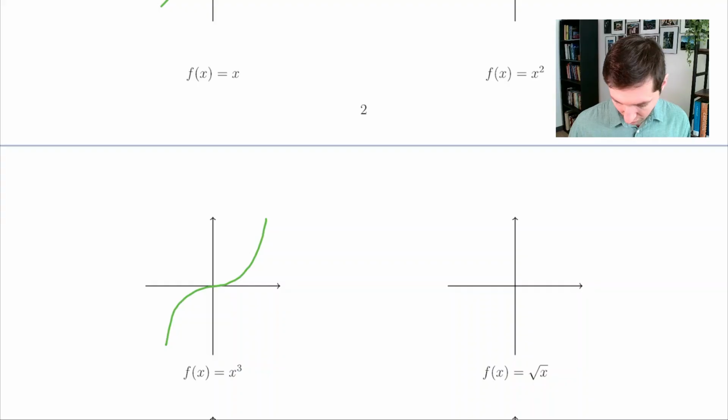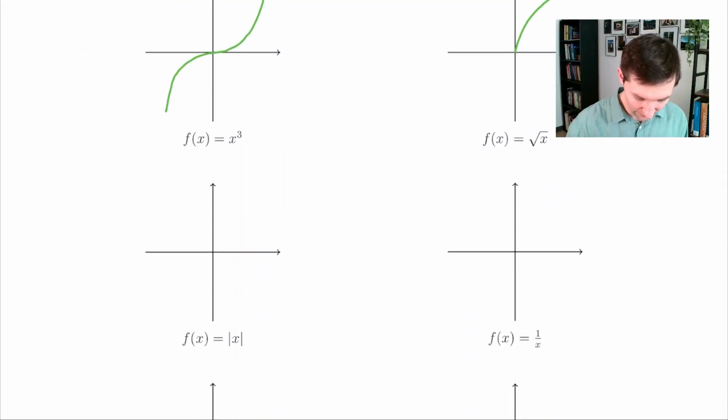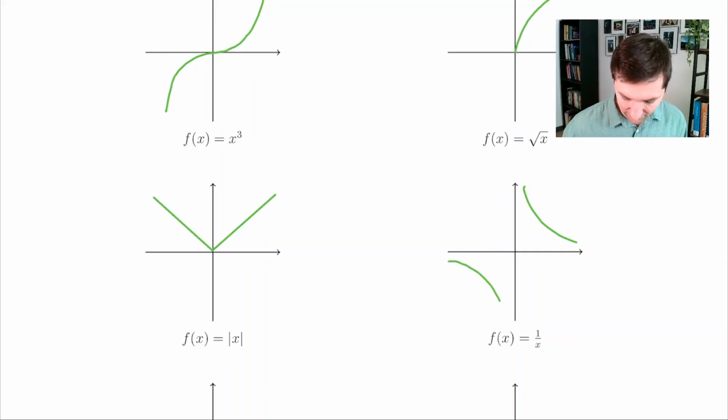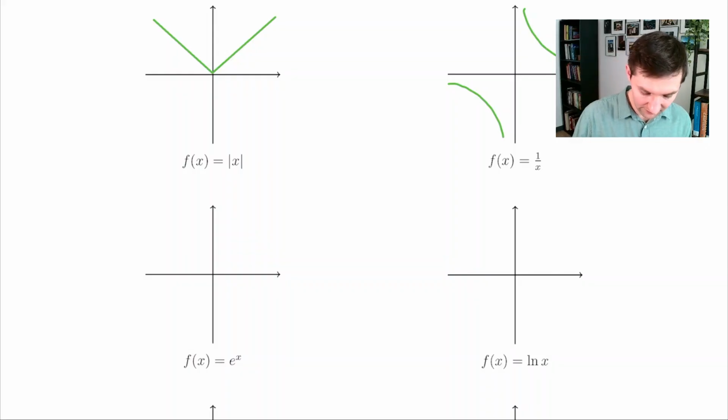The function square root of x shows up only on the right side of the y-axis, also starts at the origin. The function absolute value of x has a sharp corner at the origin. The function 1 over x consists of 2 pieces. This function is not defined at x equal to 0 because you cannot plug in 0 to this formula. The function e to the x looks like the following. It grows very rapidly on the right side of the y-axis. This function goes through the point (0, 1).